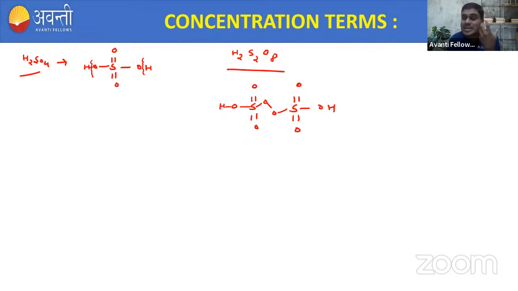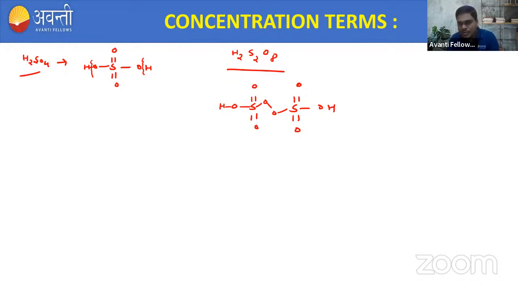Here also, how many replaceable hydrogens are there? What is the basicity of this compound? Can anyone say? What is the basicity of this compound? H2S2O8. Anyone? Basicity of this particular compound. I'm waiting.